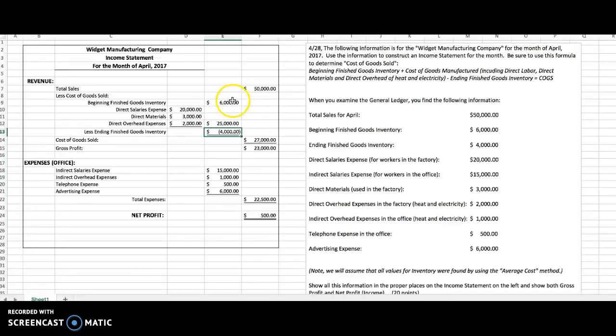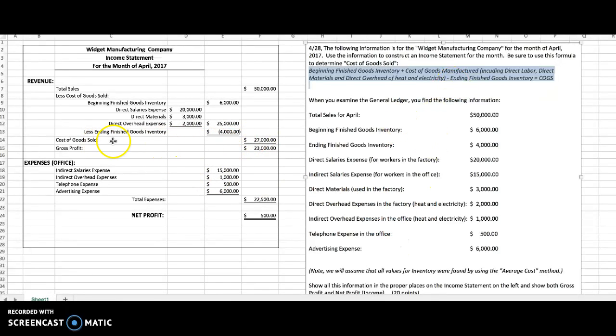That's how Excel shows that. So if you add the beginning finished goods inventory to the cost of goods manufactured of 25,000, and you subtract the finished goods inventory, you will come up with 27,000. That's the cost of goods sold. And this part of the income statement is directly from this formula. So you need to know those items, and they're all listed there.